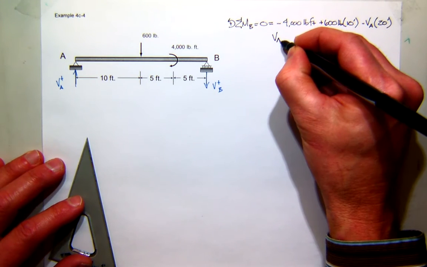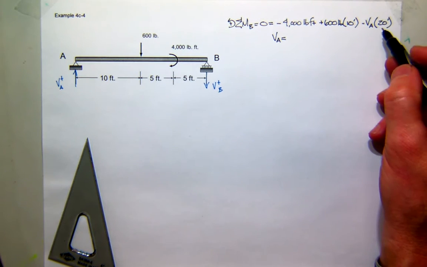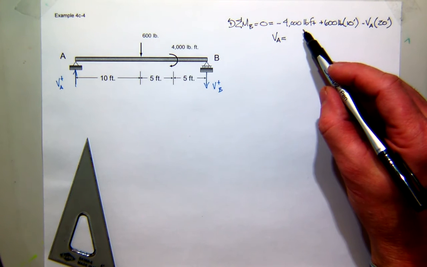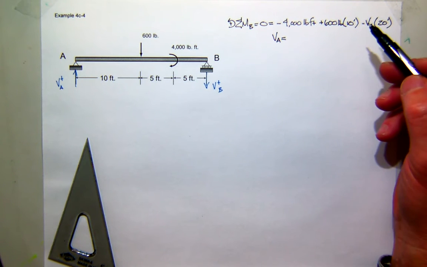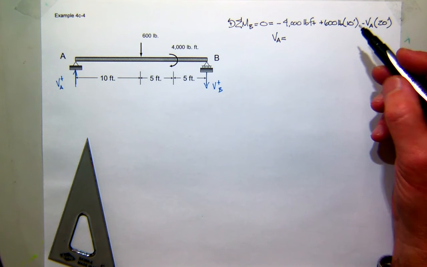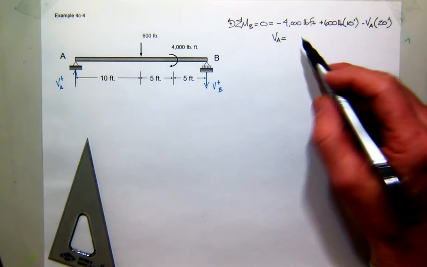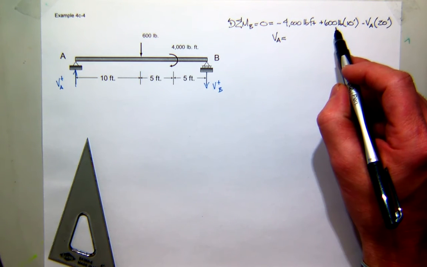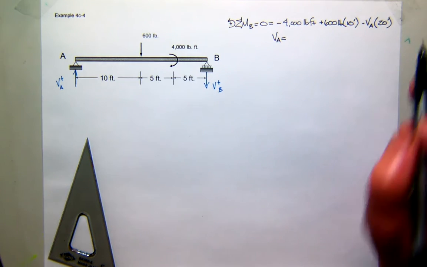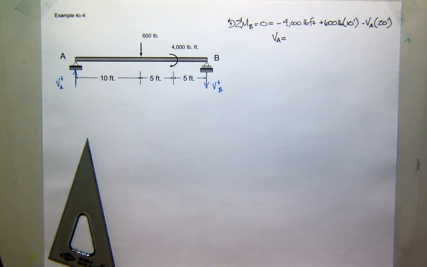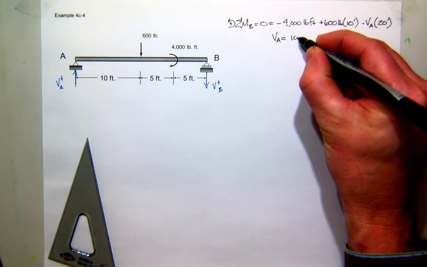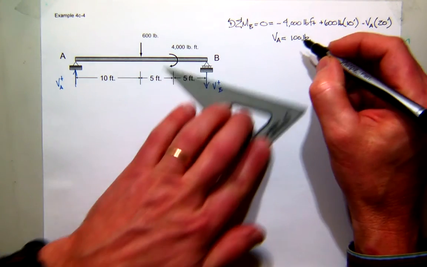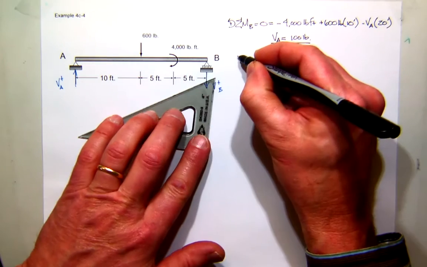So what is the shear at A? Looks like 200, 100? What do you get? Somebody help me with the calculator. This is 4,000 plus 6,000 is 2,000. It should be 100. No, it should be negative? Yeah. No, I got positive 100. Anybody else get that? Yeah. So that's 100 pounds.